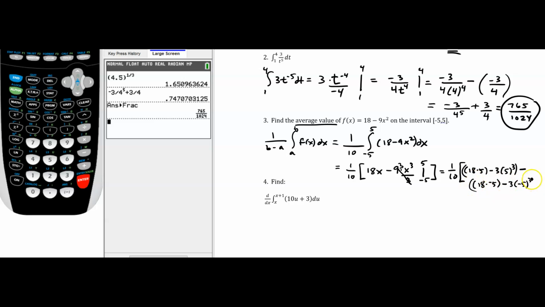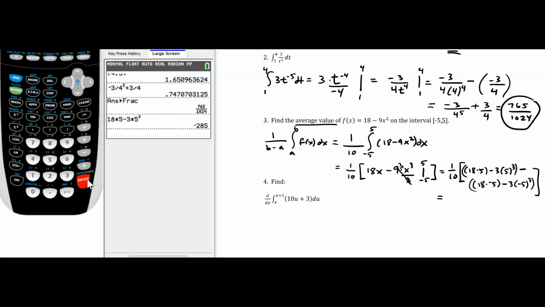And so let's see if I can clean this up and get a nice looking answer. So we end up with 18 times 5 minus 3 times 5 cubed all over 18 times negative 5. Okay, and I think let's just plug this into the calculator and see what it does. So let's go 18 times 5 minus 3 times 5 to the third gives me an answer of negative 285.